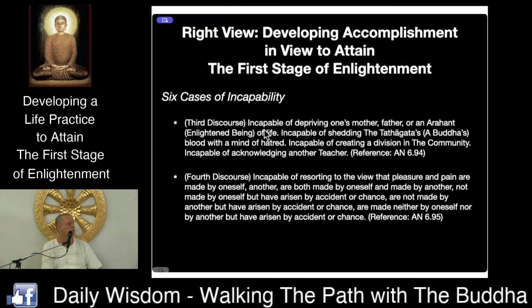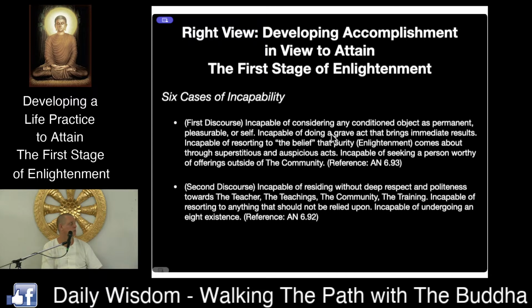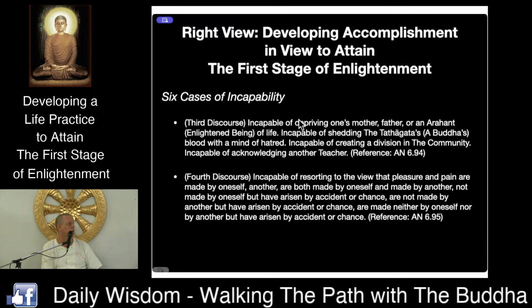This third discourse here is about six cases of incapability: incapable of depriving one's mother, father, or an arahant of life. These are back here when the Buddha was sharing incapable of doing a grave act that brings immediate results. This is what he's talking about, this discourse right here. By the time you get to accomplishment in view, you would be incapable of killing your mother, killing your father, or killing an arahant.